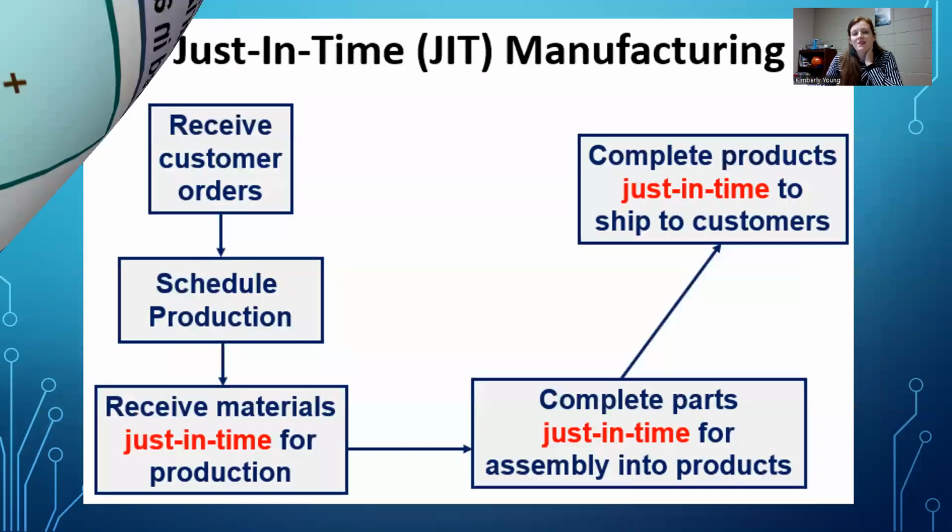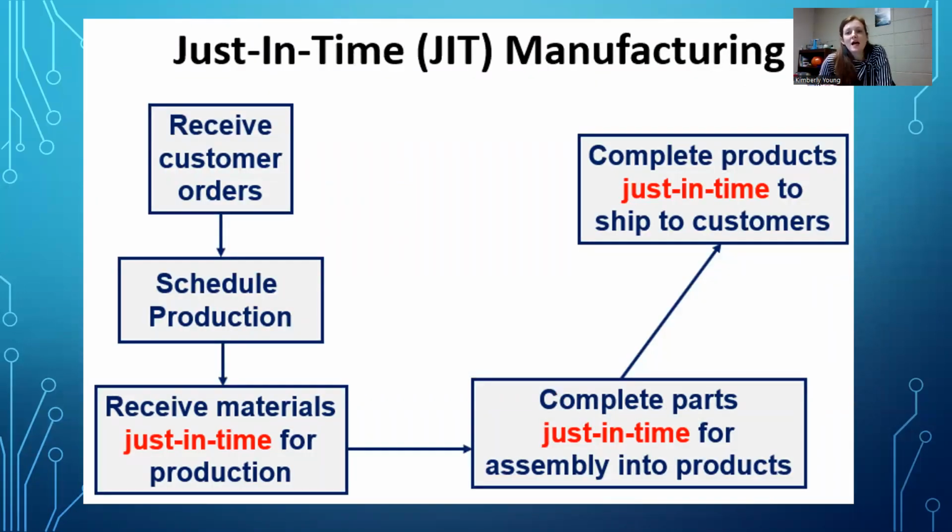All right, one more thing I want to cover in this chapter is just-in-time manufacturing. I'm not going to get into this much, but it's important to know that JIT, just-in-time manufacturing, is a way that some companies would use to not have much inventory on hand at all. So basically, once they receive that customer's order, they then schedule production. They receive the materials to produce it just in time for that production. They complete the parts just in time, and then they complete and finish the goods and ship them to the customers just in time.